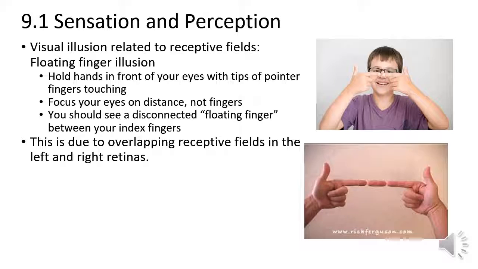This is due to the overlapping receptive fields in the left and right retinas. Left and right eyes have different receptive fields, but they do overlap, and that's what this illusion is picking up on. We'll talk a little bit more about receptive fields of the visual system later.